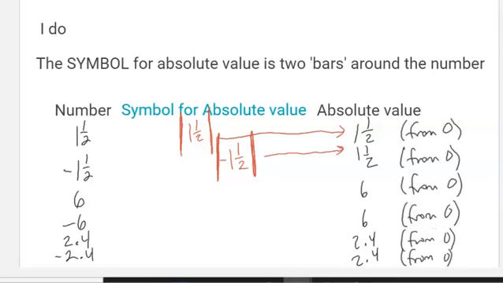If I want to talk about how far is 6 from 0, I'll put it here. This means what's 6's absolute value? How far is it from 0? It's that. -6, again, that's its absolute value between those bars. How far is it from 0? It's that far. So these bar symbols around the outside of the number tell you that we're talking about its absolute value rather than its direction.